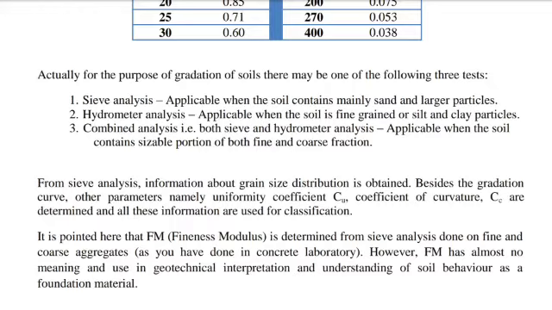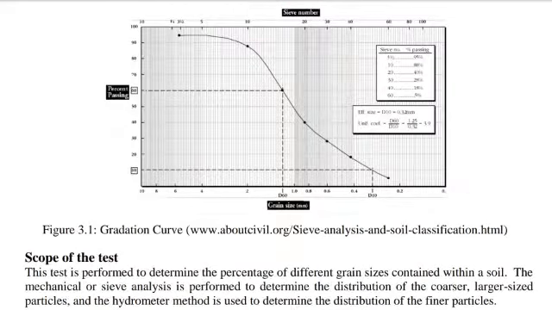Besides the gradation curve, other parameters namely uniformity coefficient Cu and coefficient of curvature Cc are determined, and all this information is used for classification. It is pointed out here that FM, fineness modulus, is determined from sieve analysis done on fine and coarse aggregates as you have done in concrete laboratory. However, FM has almost no meaning and use in geotechnical interpretation and understanding of soil behavior as a foundation material.